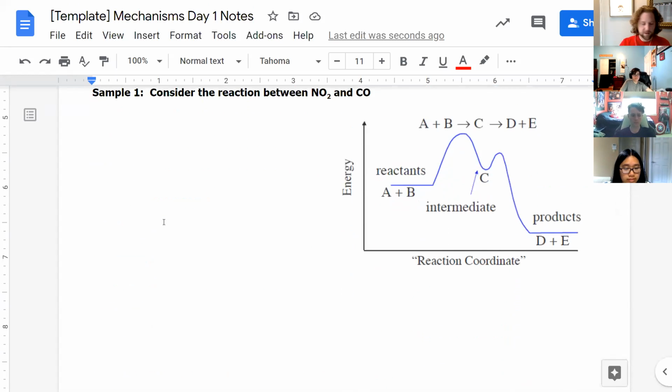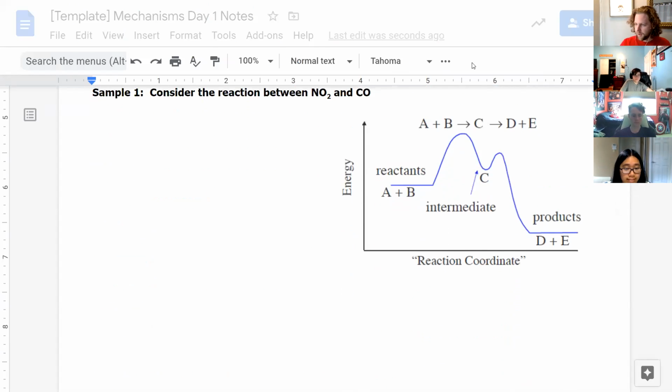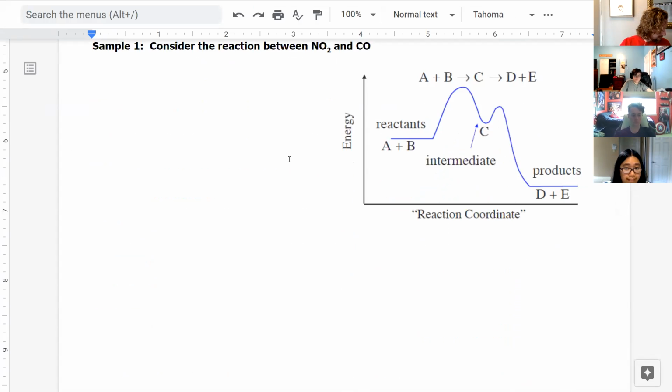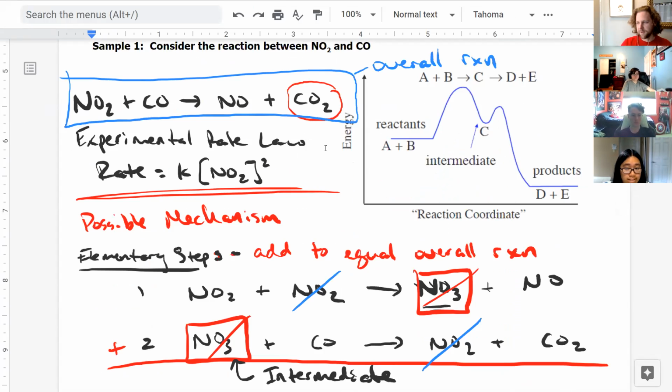So if we go back down, let me see if my undo powers will still work. Nice. Okay. So I'm going to clear up a little bit of the clutter.